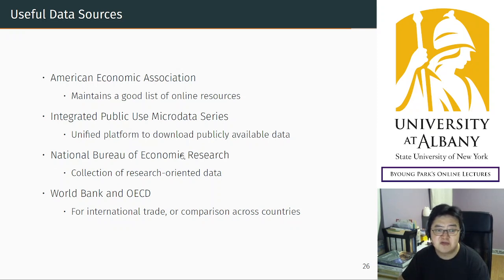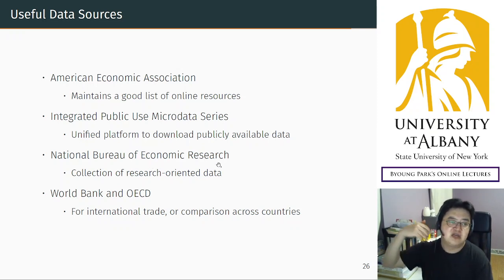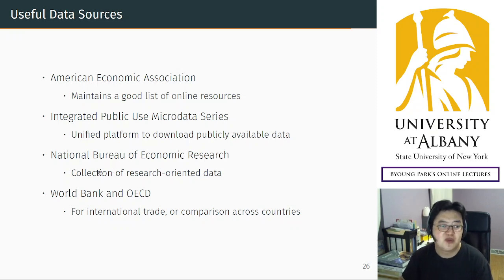And the National Bureau of Economic Research. This is a kind of government-supported bureau of economists, and many prestigious, renowned economists belong to it. They collect more serious research-oriented data. And the World Bank and OECD collect international data. These are very useful. Maybe nearly the only reliable international data to compare across countries is from the World Bank and OECD.